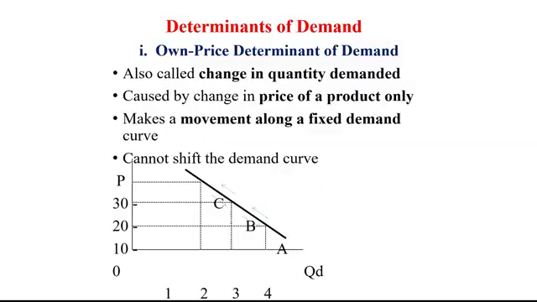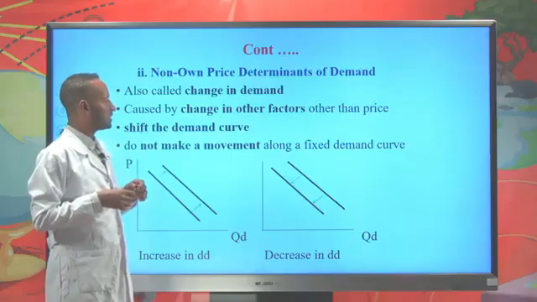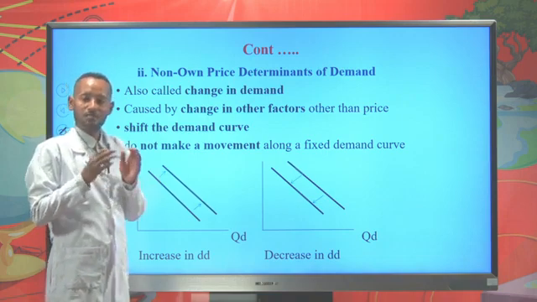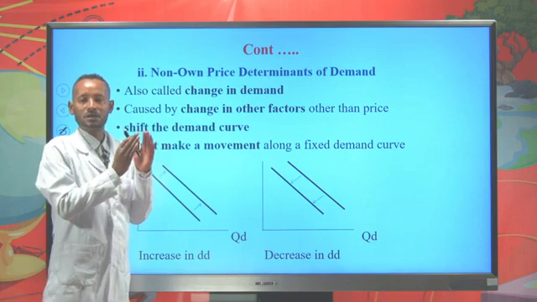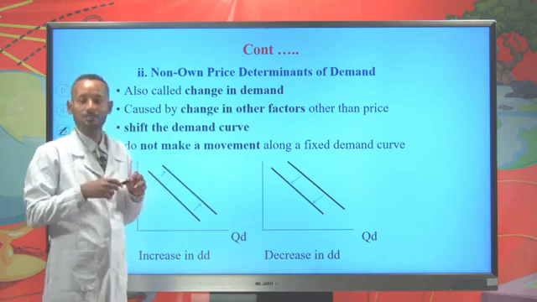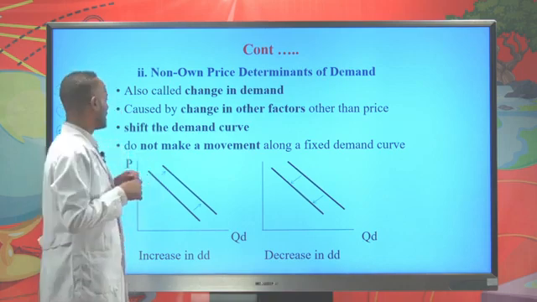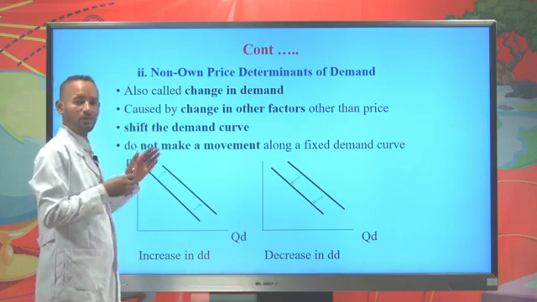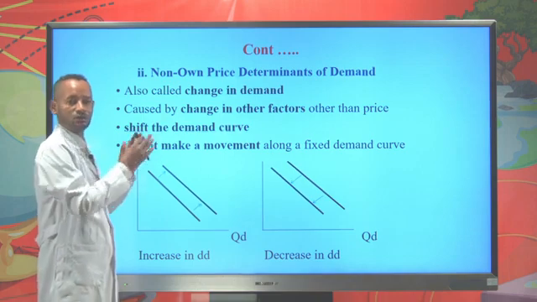Now, let's see the non-own price determinants of demand. These are those factors that shift the demand curve from its entire position. These factors are also called change in demand, and it is caused by a change in factors other than the price of a commodity. The change in quantity demanded is caused by the change in the price of a commodity, but the change in demand is caused by a change in other factors other than the price of a commodity. And these factors shift the demand curve from its entire position either to the left or to the right.